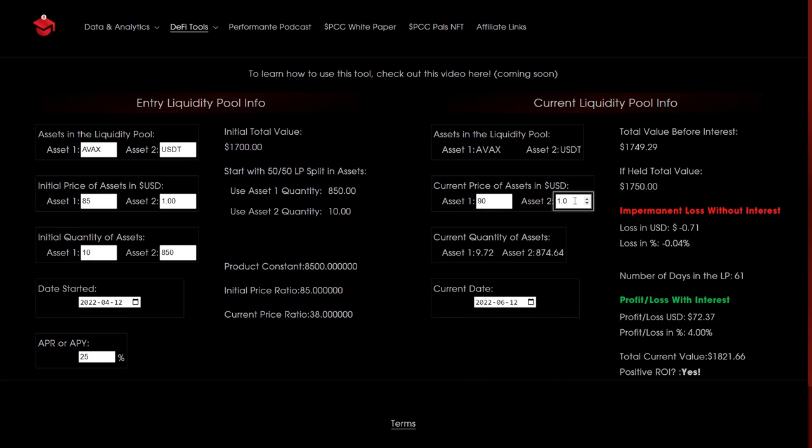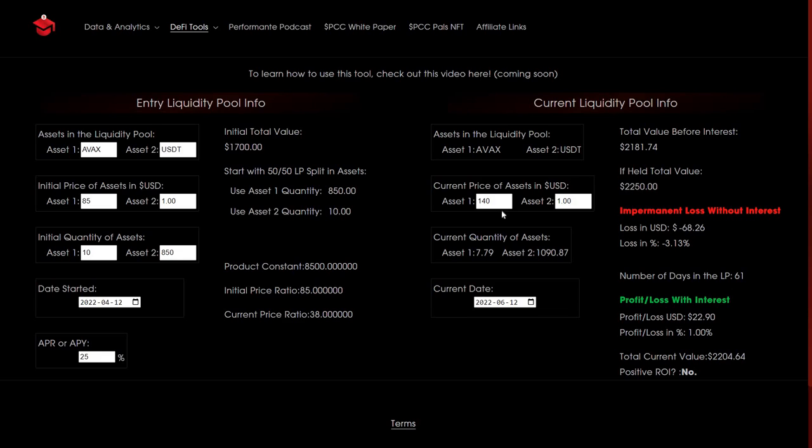And let's say the current price is always going to be $1 for USDT, but for the price of AVAX, let's say in the next 2 months, it does really well. It goes from $85 to $140. We can take a good look at what would be the impermanent loss. So we'll just take a click. And we can see this is a prime example of the impermanent loss being more than the interest that you're able to generate having exposure in the liquidity pool.